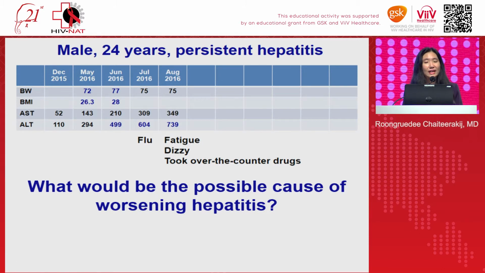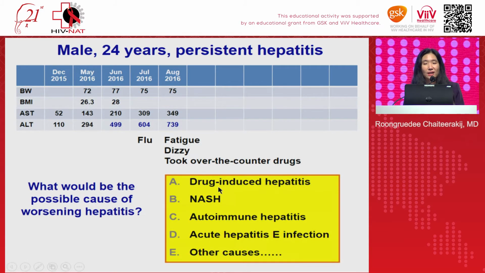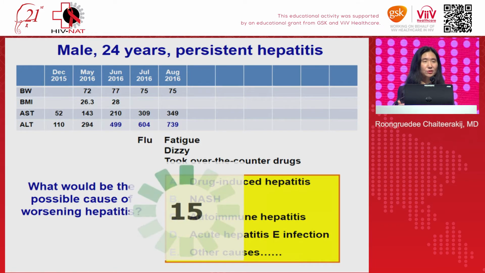Do you think there is any other possible cause of worsening hepatitis in this patient? Is it drug-induced hepatitis, or is it NASH that got worse because he gained some weight, or is it autoimmune hepatitis that we just discussed earlier, or other causes like acute hepatitis E infection? Please vote.